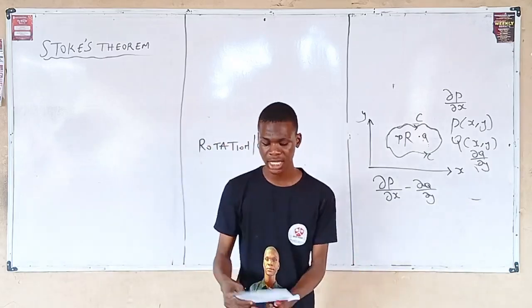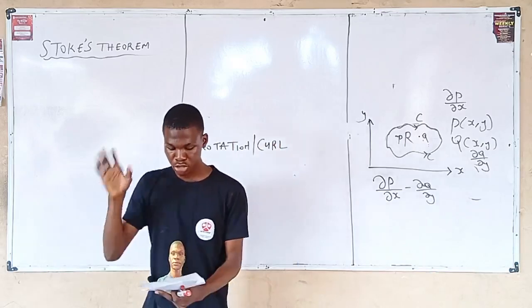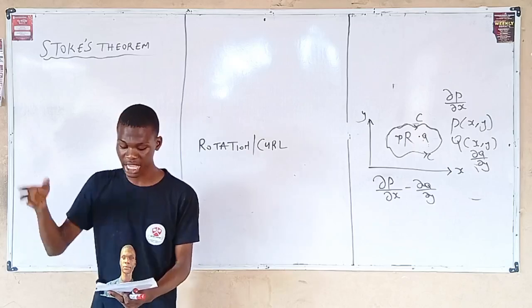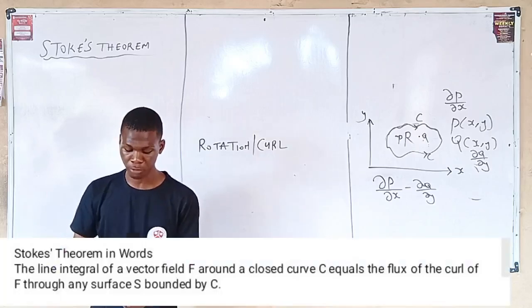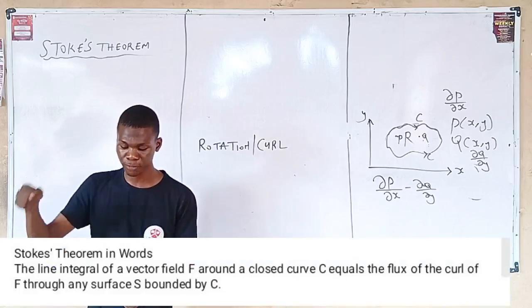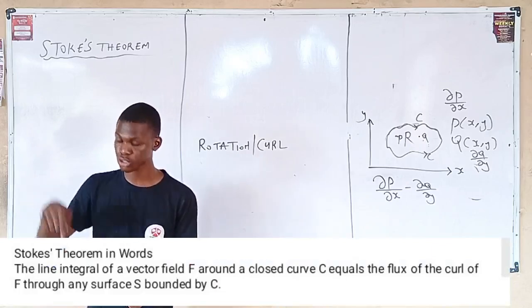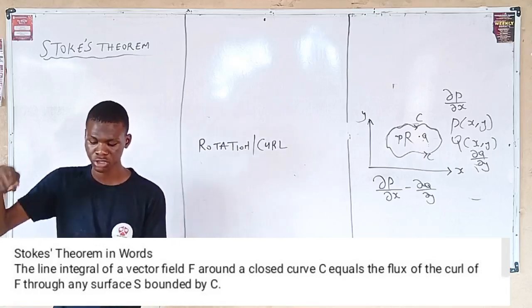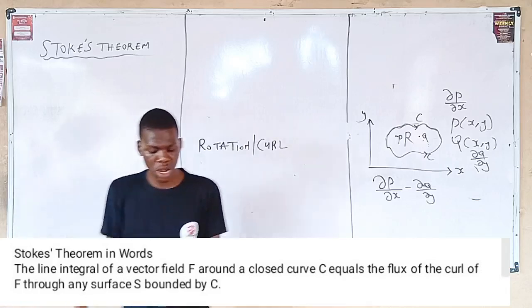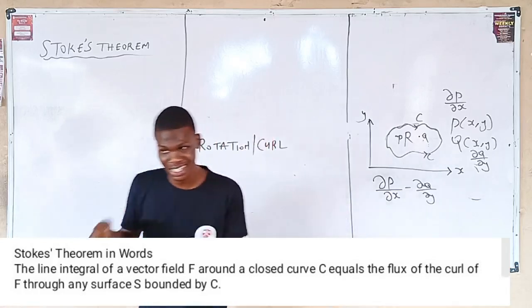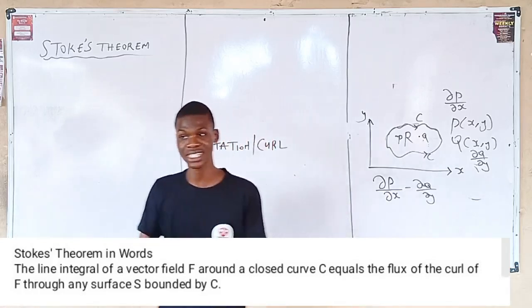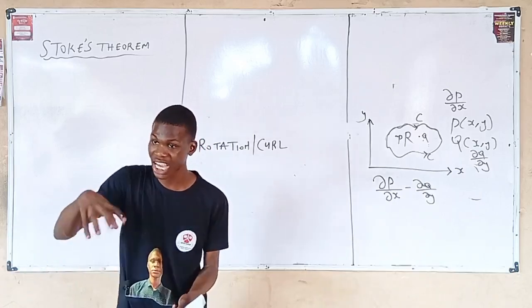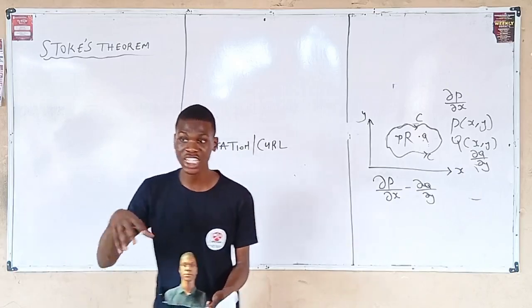Now, by theory, just listen, you don't need to write. Stokes theorem relates a line integral of a vector field F around a closed curve C to the flux of the rotation, meaning curl, of F through any surface bounded by C. Through any surface bounded by C. Meaning, you are relating that line integral to any surface of that shape.